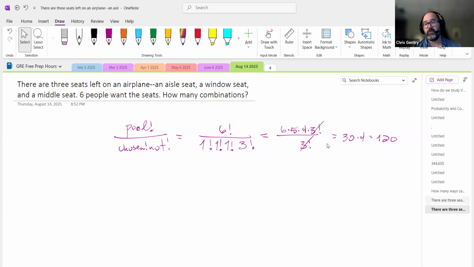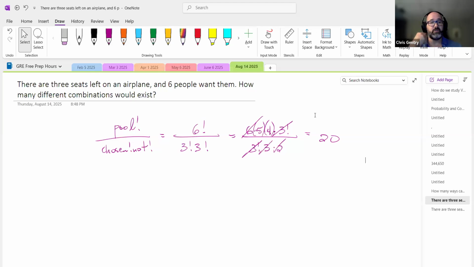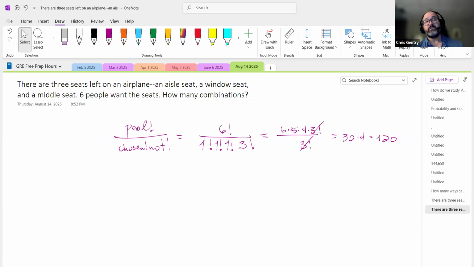Whereas here, if the seats are not named, it's just 3 seats, and I don't care who gets which. 3 people are going to get a seat. In this one, the order does matter, in terms of like you choose the aisle seat, then the window seat, then the middle seat kind of idea.